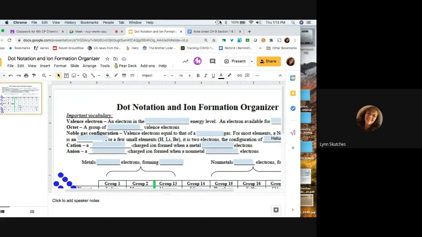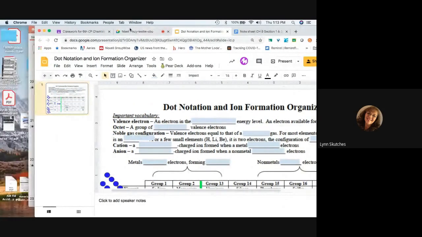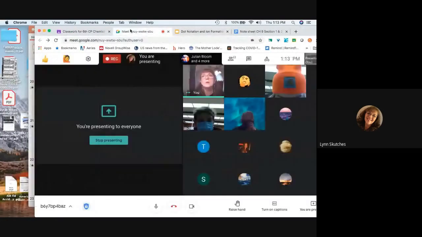So that's due tomorrow before class. Any questions on the graphic organizer?